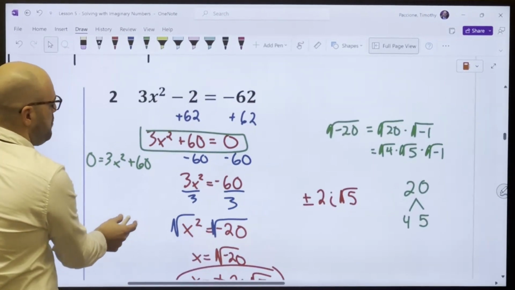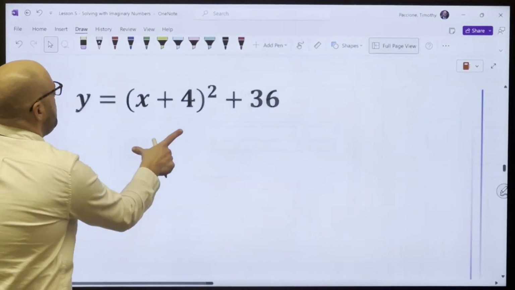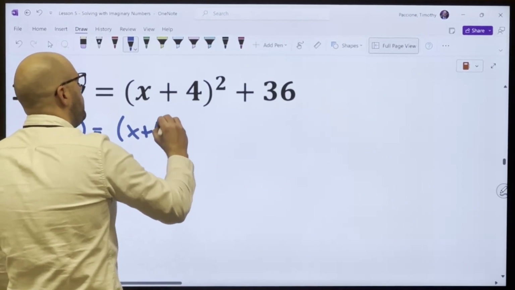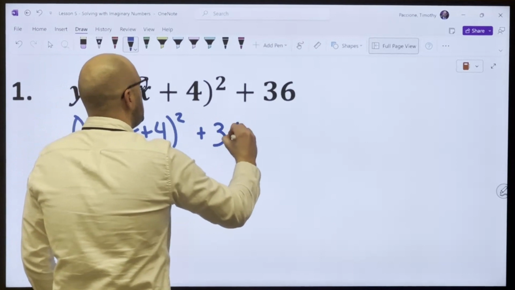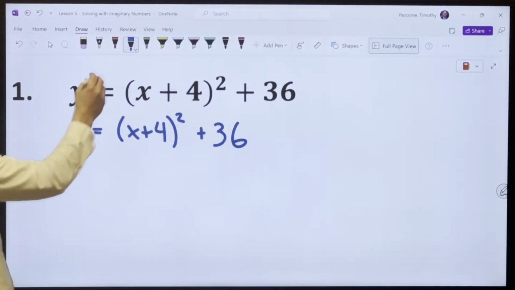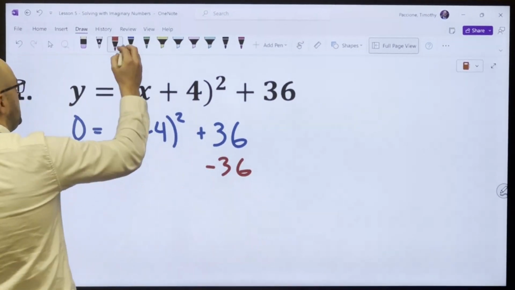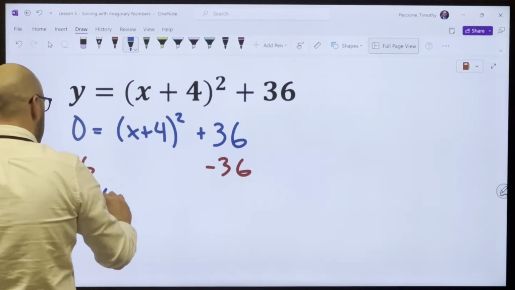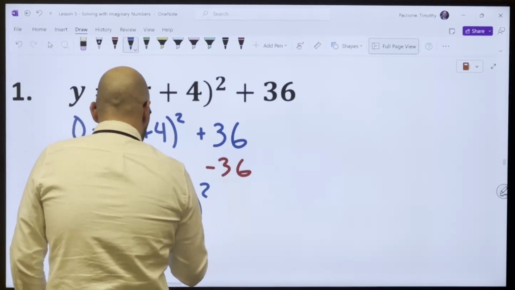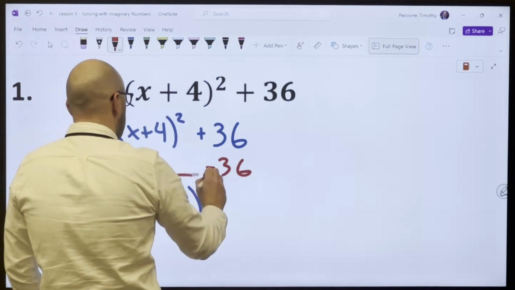Okay, let's talk about vertex form. I will do one with you, and then you'll be off to the races. Okay, here we go. 0 equals x plus 4 squared plus 36. Trying to get that x plus 4 squared by itself, so I minus 36. This is going to be a friendly one, as friendly as these get. Minus 36 equals x plus 4 squared. Now, what do we do? Square root, square root.